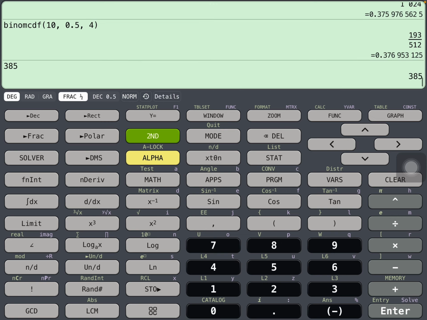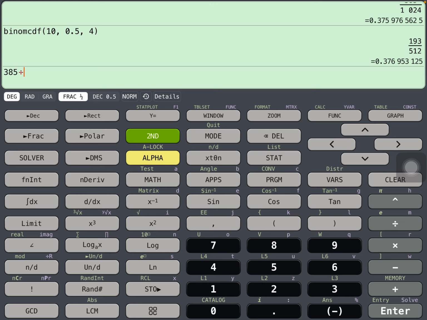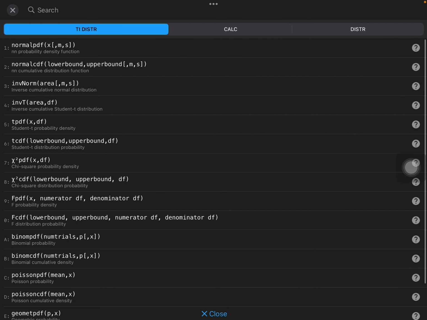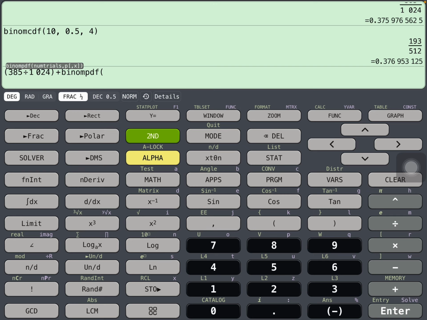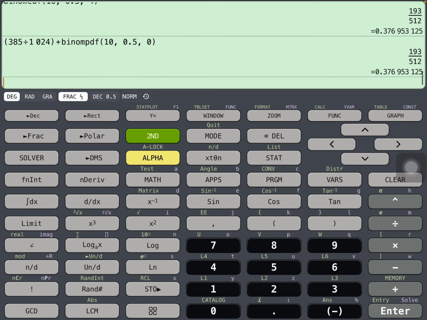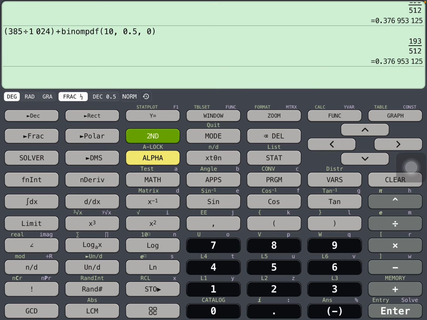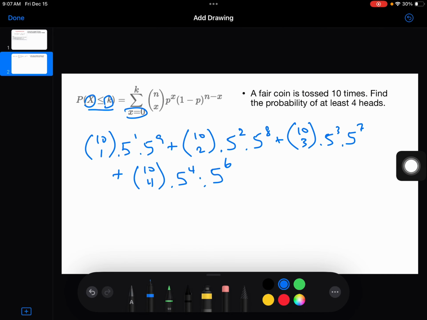It's 385 divided by 1024. Put that in parentheses. And we're going to add to that the probability of 0 heads, I forgot, and it's going to be a really low probability, plus binomial PDF 10, 0.5, 0, and lo and behold, it's the same number. So don't forget your zeros, but you don't have to do that because you've got binomial CDF. And so this is approximately 38%, roughly.